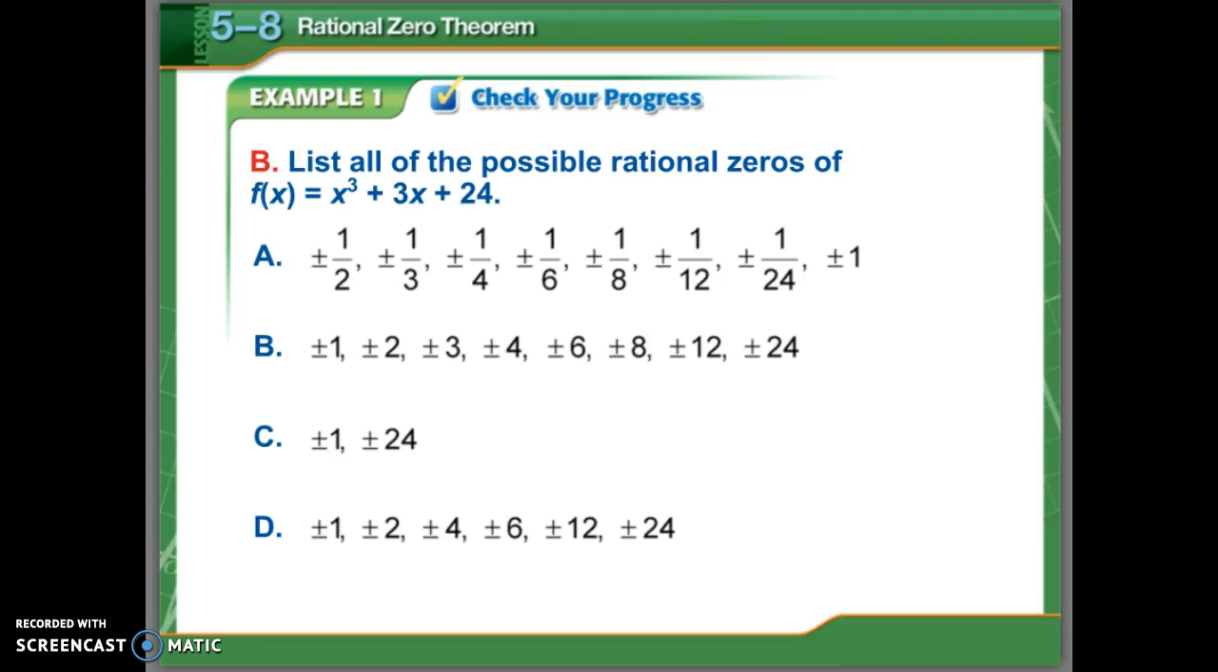For part B, x cubed plus 3x plus 24. Pause the video when you have your answer, go on to the next slide. Okay, our answer this time is choice B. Because we just have 1 here, it's just going to be all the different factors of 24.